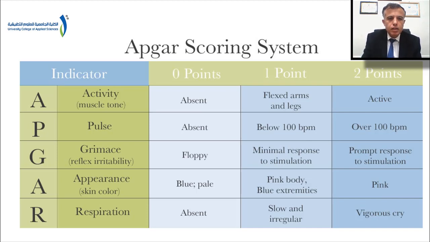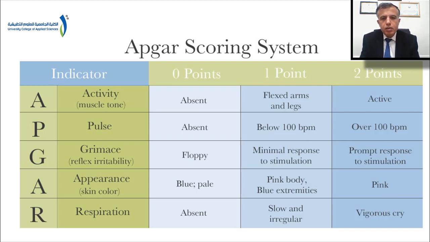When we talk about the activity or the muscle tone, if the child has no muscle tone, a flaccid baby, he should be given 0. With some flexion of the arms and legs, we can give him 1 point. If the child is completely active, his grade will be 2.